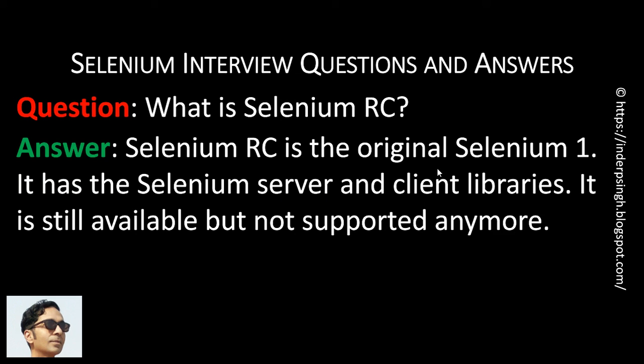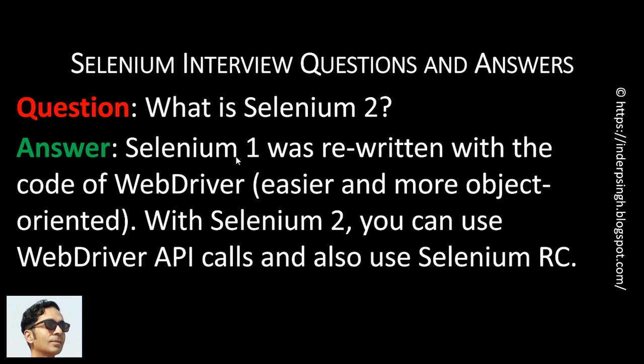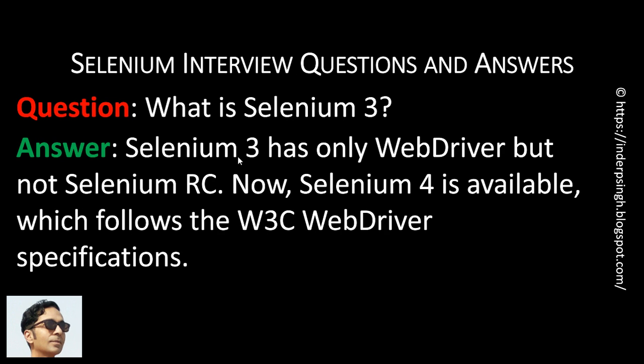What is Selenium RC? Selenium RC is the original Selenium one. It has two components, Selenium server and client libraries. Selenium RC is still available, but it is not supported anymore. What is Selenium 2? Selenium 1 was rewritten with the code of WebDriver. Now WebDriver is easier and more object oriented than Selenium RC. With Selenium 2, you can use WebDriver API calls and also use Selenium RC. What is Selenium 3? Selenium 3 has only WebDriver but not Selenium RC. And now Selenium 4 is available, which follows the W3C WebDriver specifications.